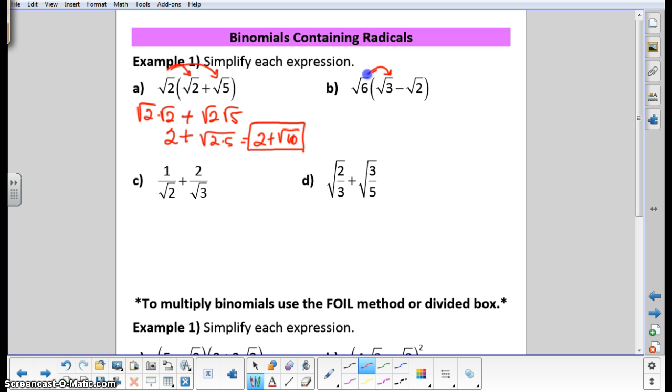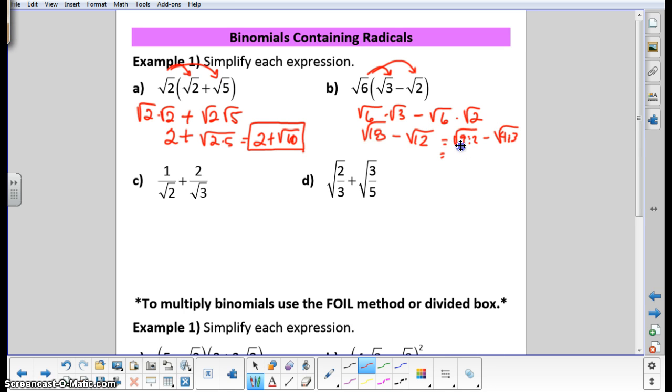Okay, let's do this one. Root 6 times root 3 minus root 6 times root 2. So root 6 times root 3 is root 18 minus 6 times 2 is 12. Now, we've seen these before, and we know that we can simplify what's underneath the root. So 9 and 2 minus, and you know 4 and 3.